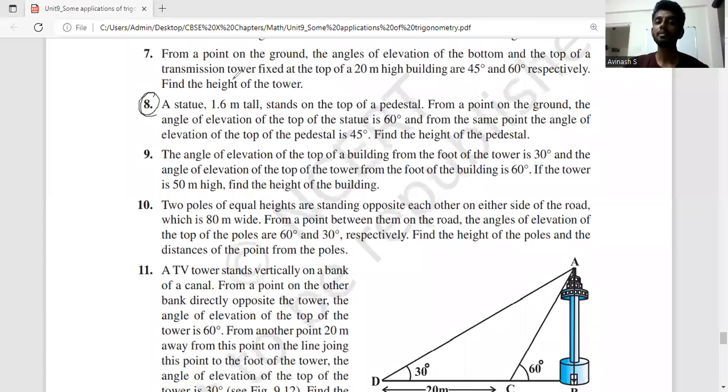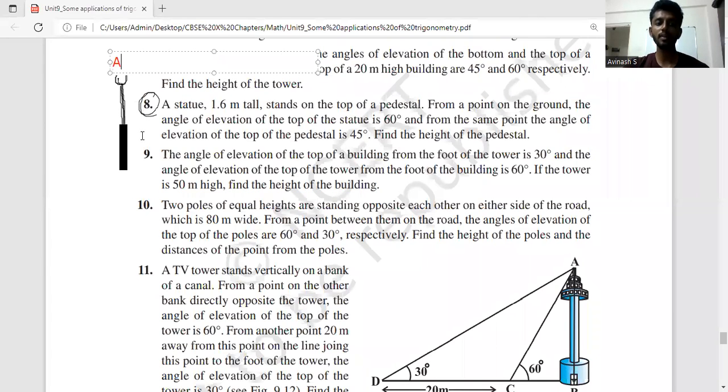Let us try to draw the diagram for question number 8. A statue which is 1.6 meters tall stands on the top of a pedestal. A pedestal is something over which a statue is erected. So we'll imagine this to be the pedestal and something like this to be the statue. Whatever you see at the top, that is the statue, and whatever is at the bottom, that is the pedestal.